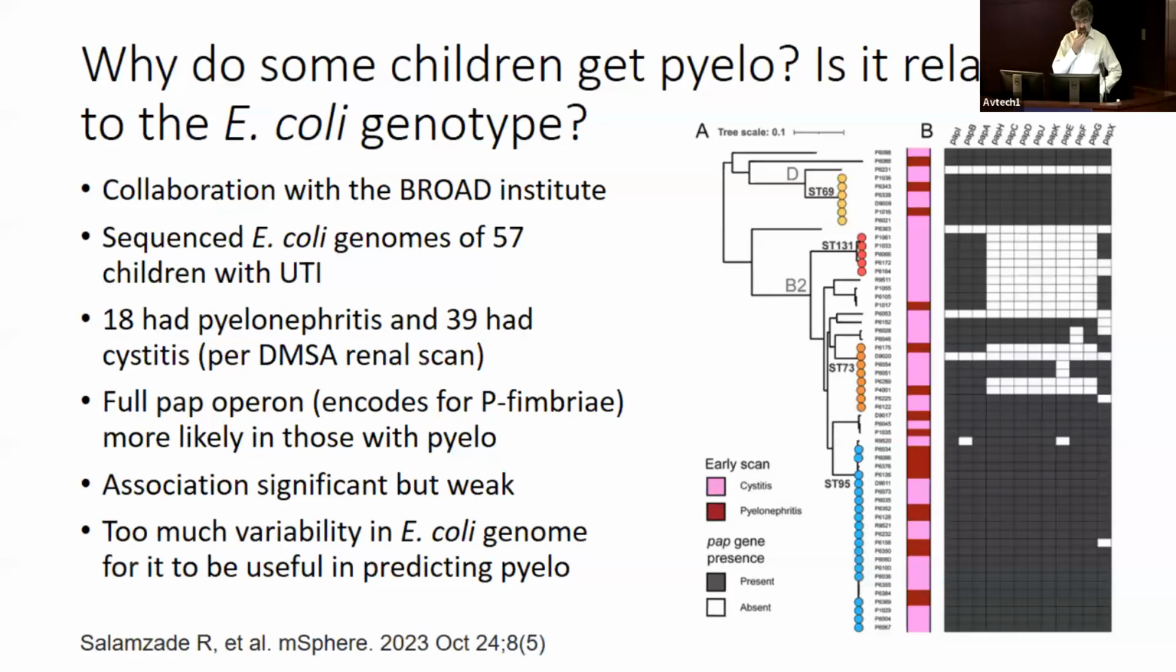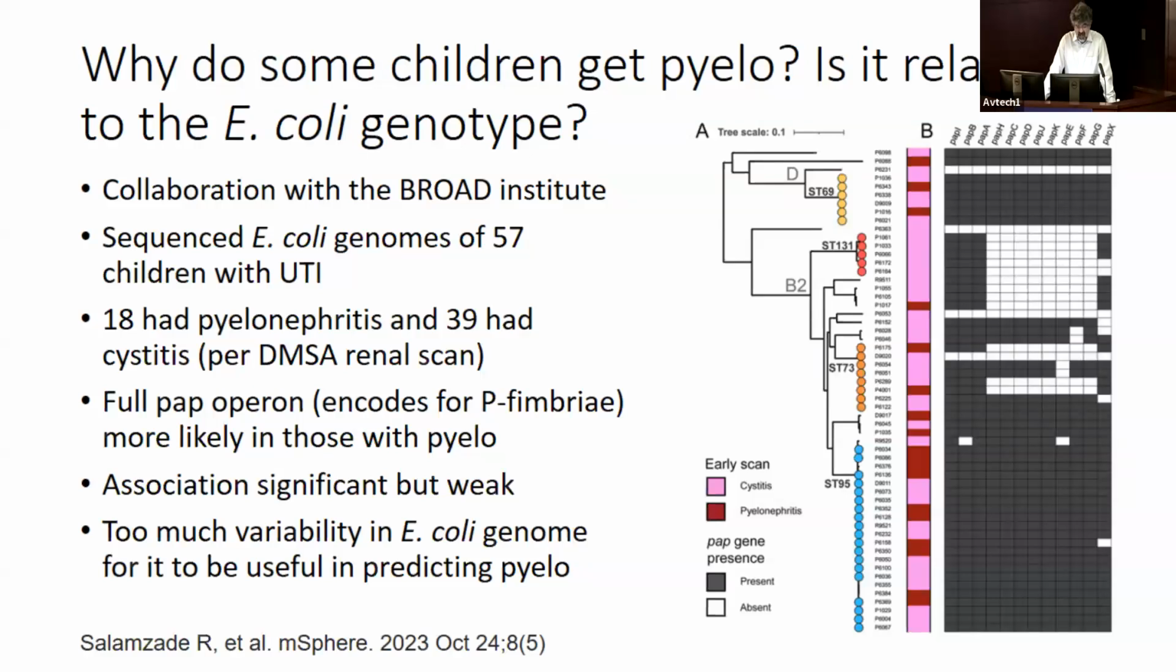One other question we were trying to deal with in UTIs is we didn't understand why some kids get pyelo when some kids get cystitis. Why do some kids end up with pyelo? So we were thinking maybe the E. coli is aggressive in some kids and it goes up and just gives you pyelo. So we collaborated with the Broad Institute. We sent them 57 samples of children with UTI, E. coli only, and 18 of those kids had pyelonephritis, 39 had cystitis, which was proven by DMSA scan.